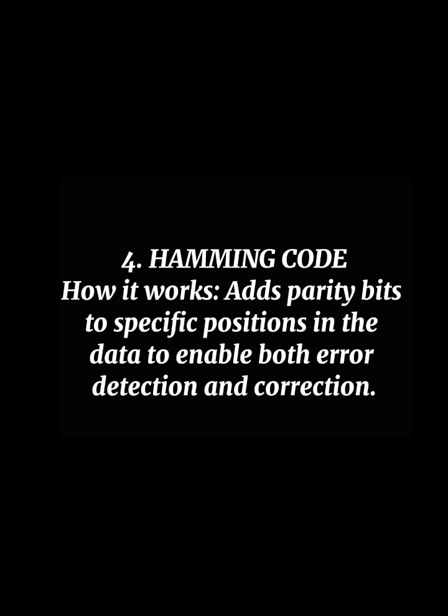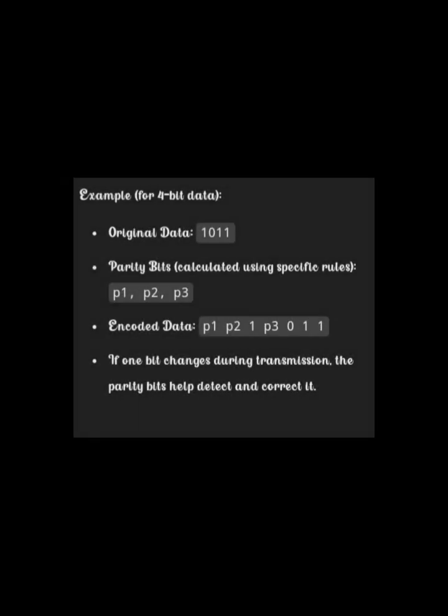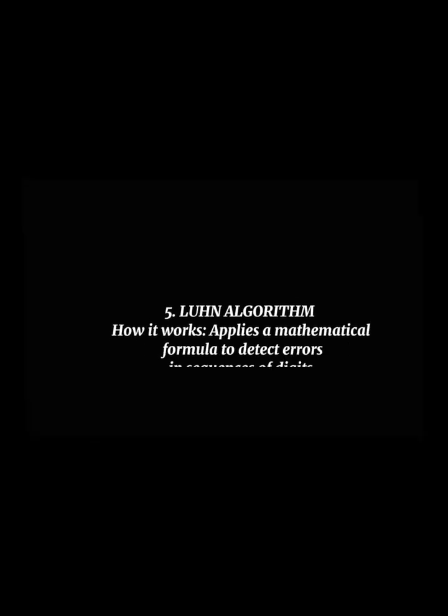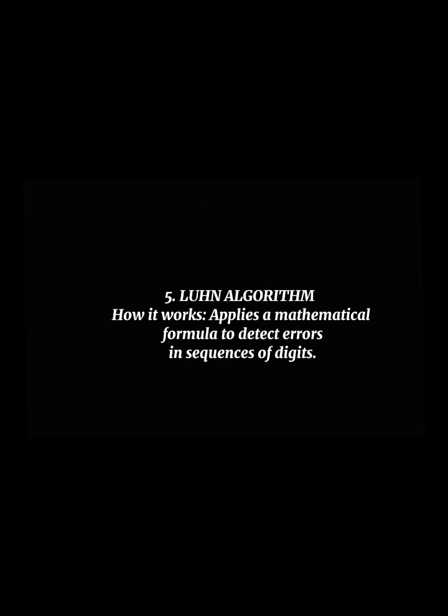Fourth one is the Hamming code. How it works? Adds parity bits to specific positions in the data to enable both error detection and correction. This is also the example. And finally, the Luhn algorithm. How it works? Applies a mathematical formula to detect errors in sequences of digits. This is the example.